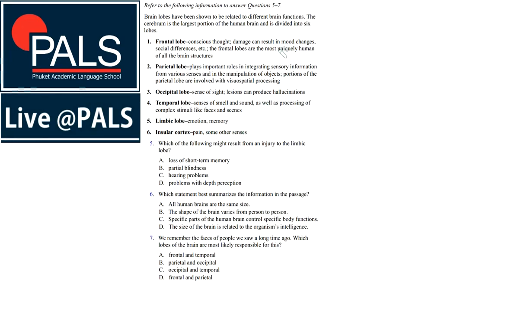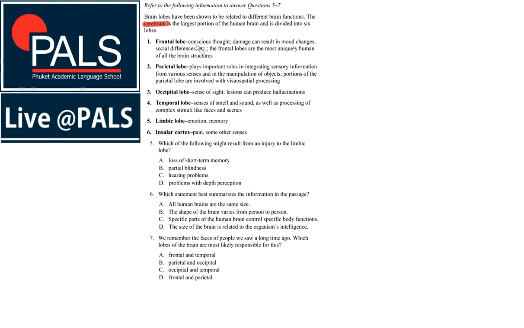So this prompt here refers to questions 5 to 7. Let's have a read through this. Brain lobes have been shown to be related to different brain functions. The cerebrum is the largest portion of the human brain and is divided into 6 lobes. So we're talking about the cerebrum here, and it has 6 lobes.